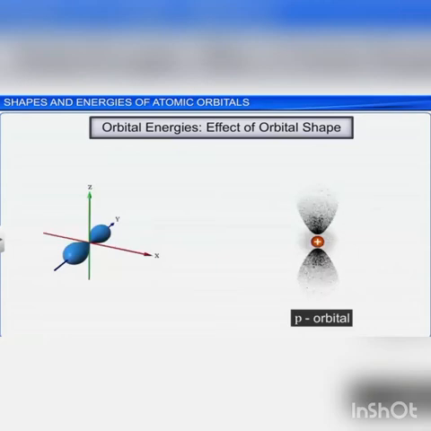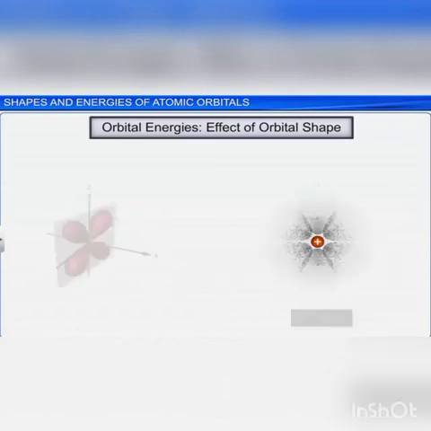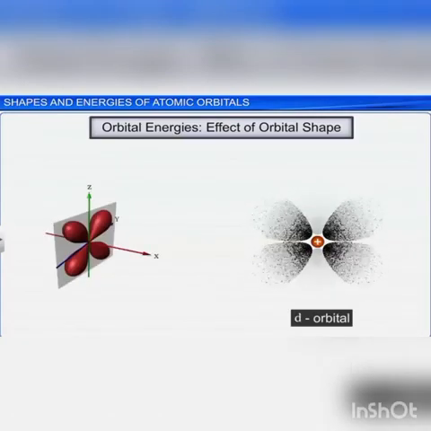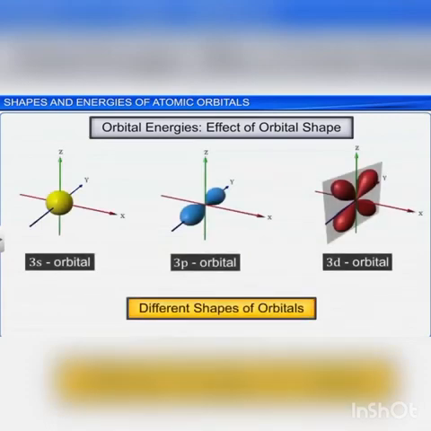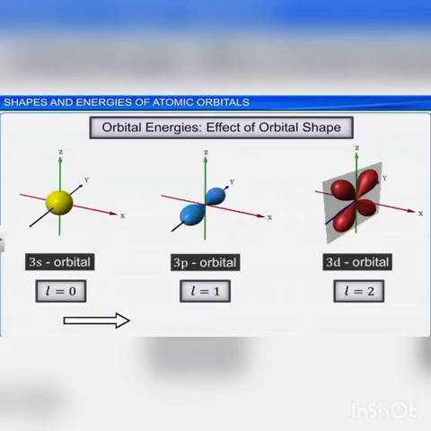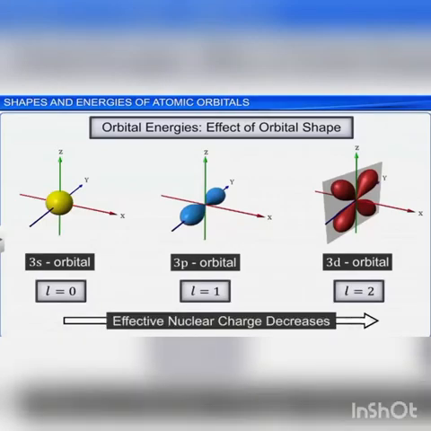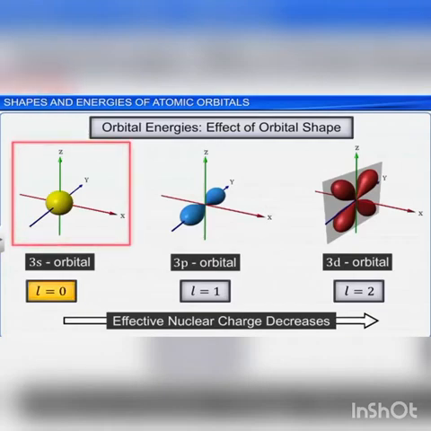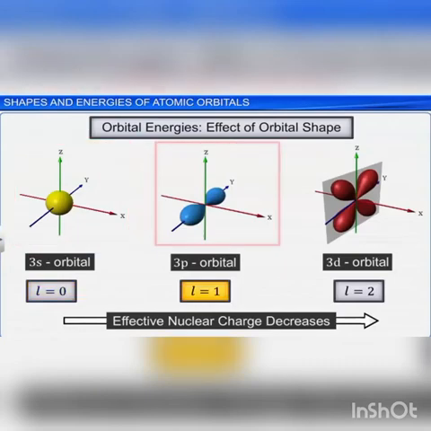Similarly, the electrons in the p orbital spend more time closer to the nucleus in comparison to d orbital. This is due to the difference in the shape of their orbitals. Since the shape of the orbitals is defined by azimuthal quantum number L, we can say that the effective nuclear charge experienced by the orbital decreases with increase in the value of L. Therefore, s orbital with L equal to 0 is more tightly bound to the nucleus as compared to p orbital with L equal to 1 and d orbital with L equal to 2.